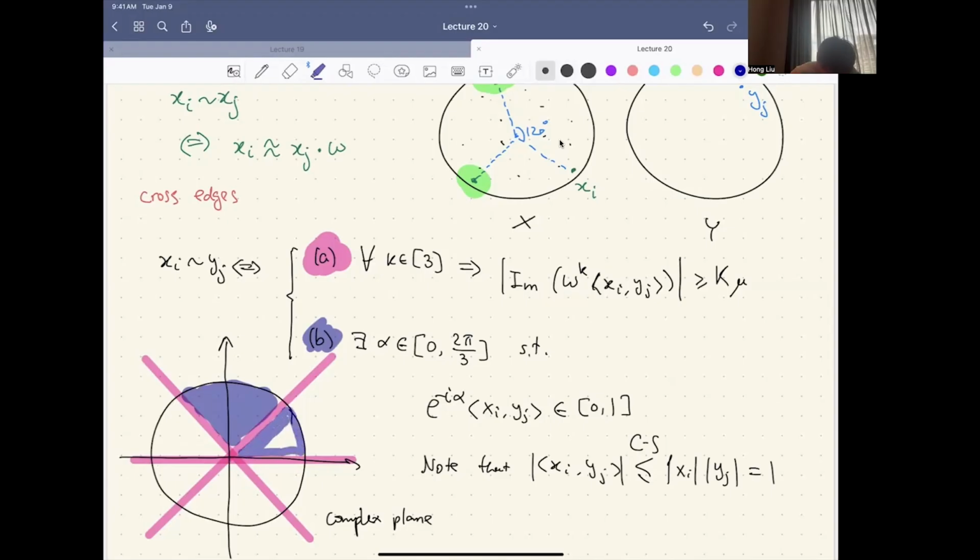So I'll talk about the details next time. Any question about adjacency? I went a little bit over time today, sorry about that. Okay, so let's continue with more details next time.